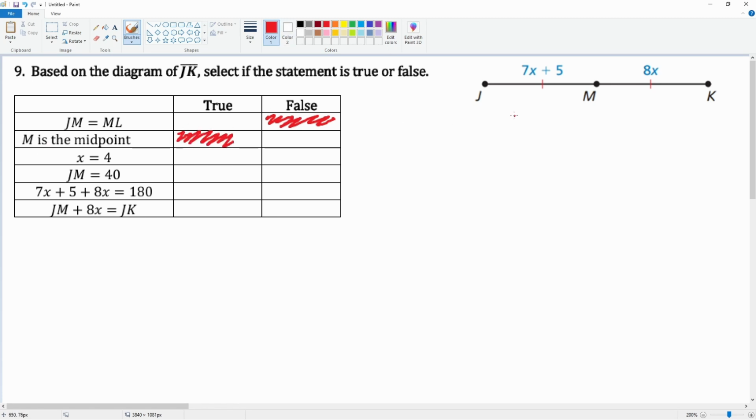The reason why is, did you notice JM is congruent to MK? Those are the congruent marks. M has to be the midpoint.